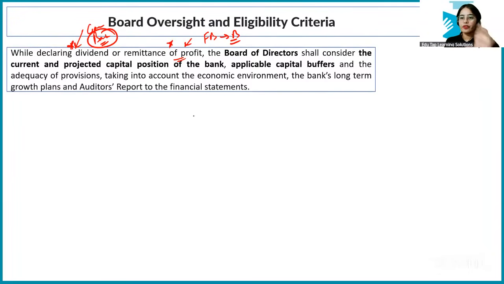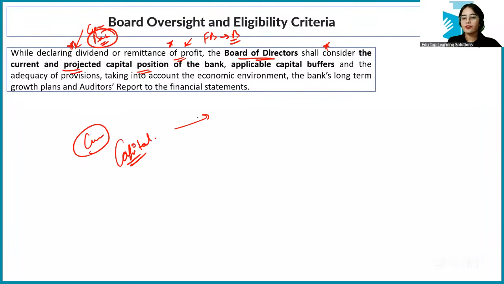So for declaring of dividend or remittance of profit, the board of directors shall consider the current and projected capital position, that is, whether the bank has enough capital with itself. Okay. So not only should the bank maintain good current capital, but the bank should also have the capital for the future. Okay.